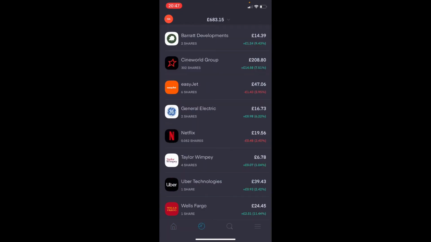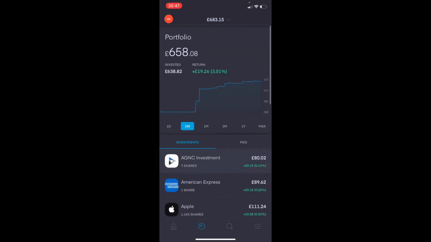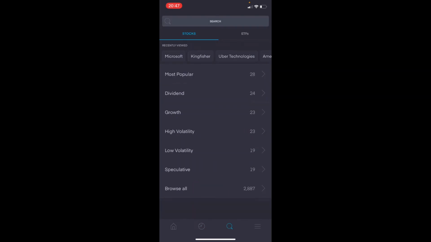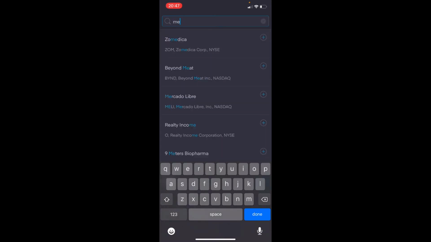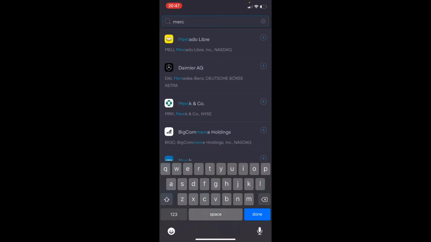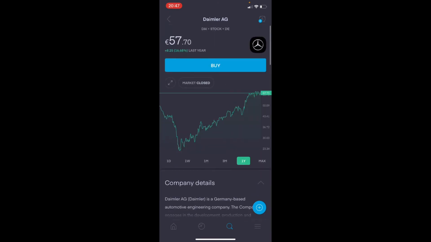So first of all, you can either buy existing shares through your portfolio that you've already purchased, or you can search for them. So if you wanted to buy, say, Mercedes, you would just type in Mercedes and it would search. Obviously they're part of the Daimler group, so here we are, and then you would buy a share in them, whether you buy fractional or whatever.